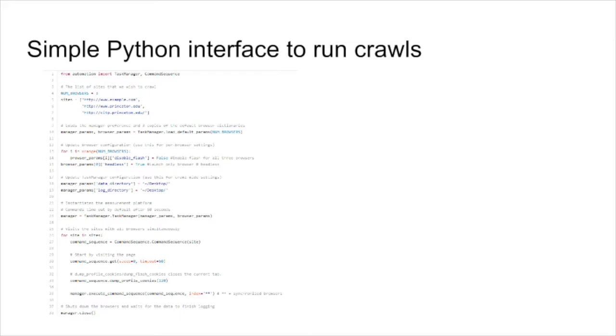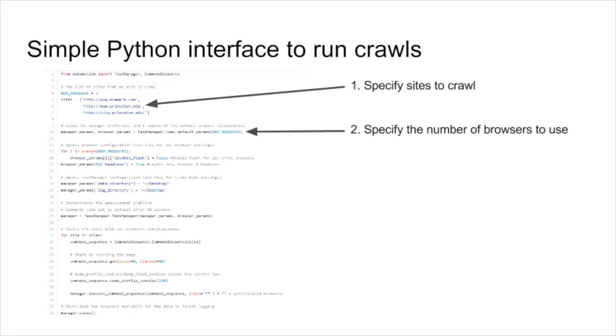The platform is written in Python, and the interface is written in Python. There are really 4 main steps you need to do to run a crawl. What I'm showing here is a demo script. It's available on the repository if you want to check it out. The first thing you need to do is specify which sites to crawl. You can just do that as a list or read in a CSV and so on. Next you can specify the number of browsers you want to use. Scaling to any number of browsers is actually very easy to do. It's as simple as setting a new variable.